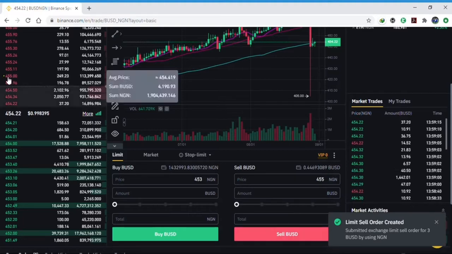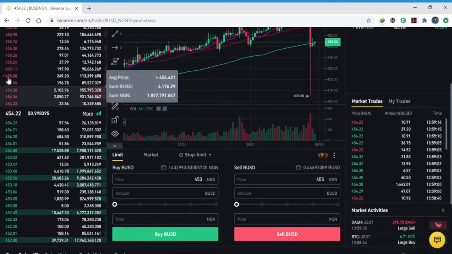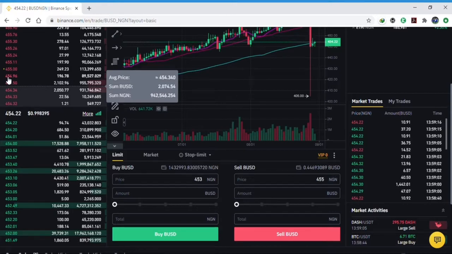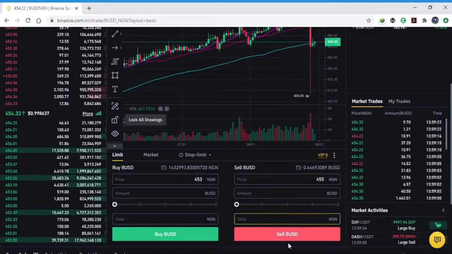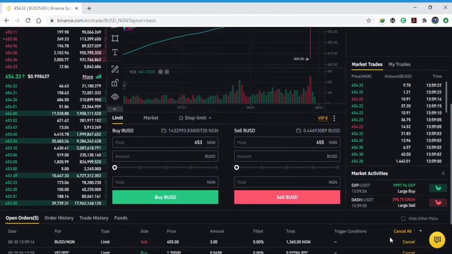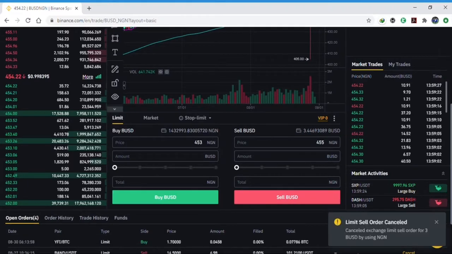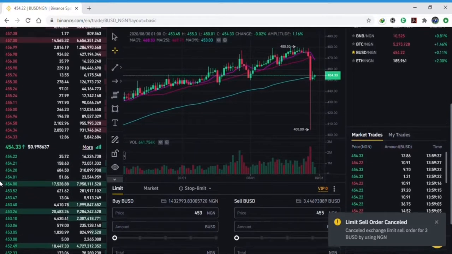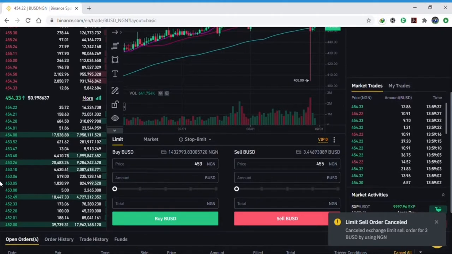Okay, it went through. Look at my order here. Once it gets to 455.1, my order will be filled up. I'll have more naira. So I'm going to cancel this here too. So that's how easy it is to buy or sell.